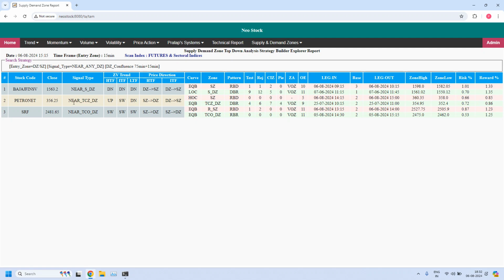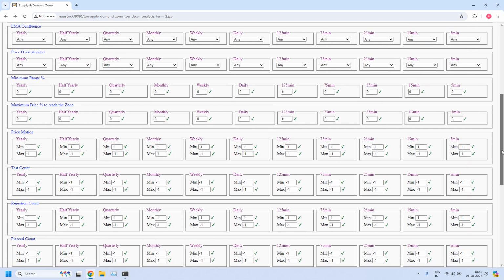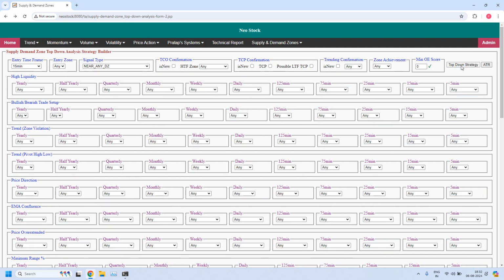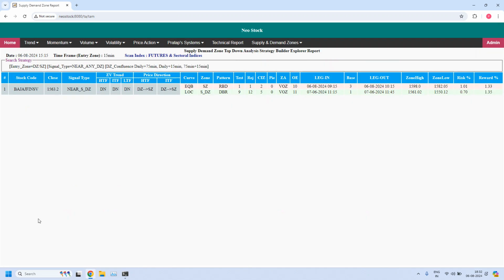Okay, let us check if any of these stocks have HTF confluence, LTF, ITF and HTF. So a 15 minutes demand zone with 75, a 15 minutes demand zone with daily, and also a 75 minutes demand zone with a daily demand zone. That means LTF, ITF and HTF confluence. One stock, Bajaj Finserv, has a confluence with all the 3 zones. That is the reason why, see, this is already tested 9 times, all rejections.